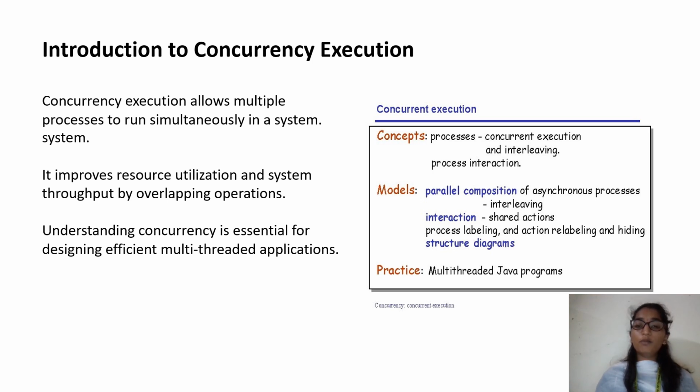Process interaction models, parallel composition of asynchronous process interleaving, interaction state actions, process labeling and action relabeling and hiding structure diagrams. Practice multi-threaded Java programs.